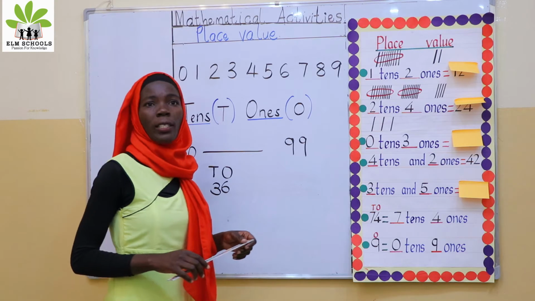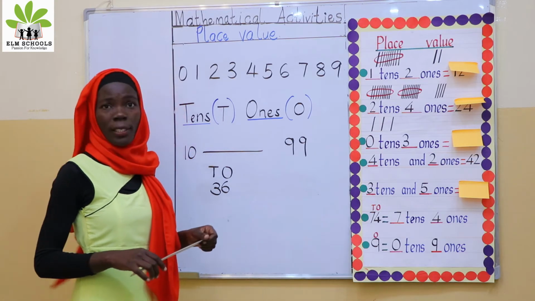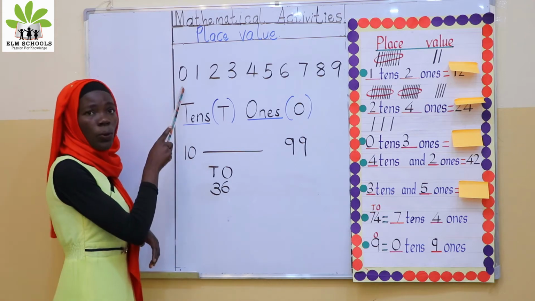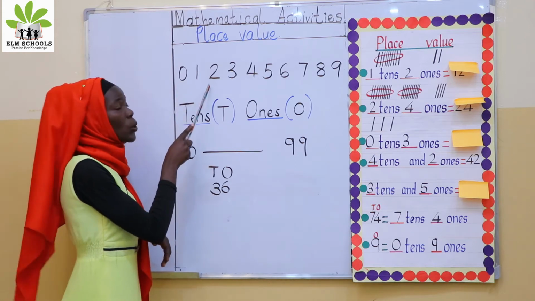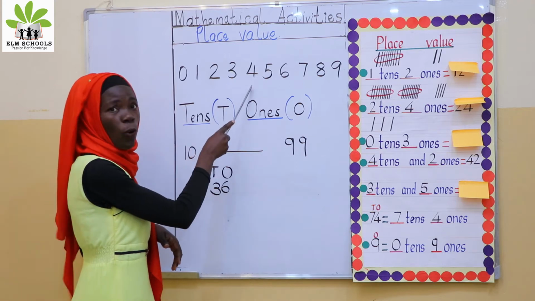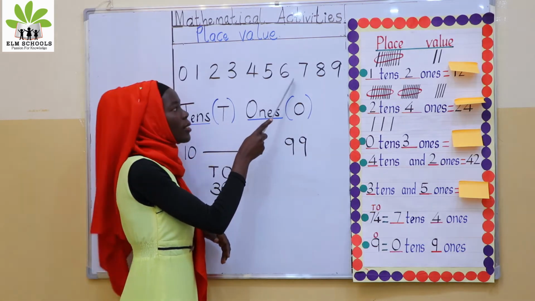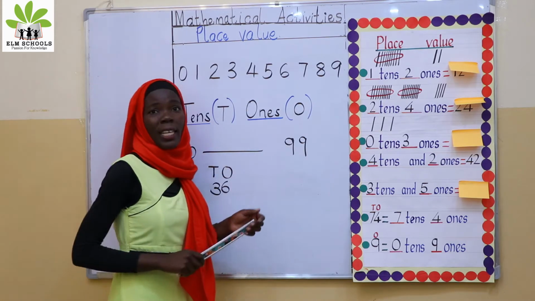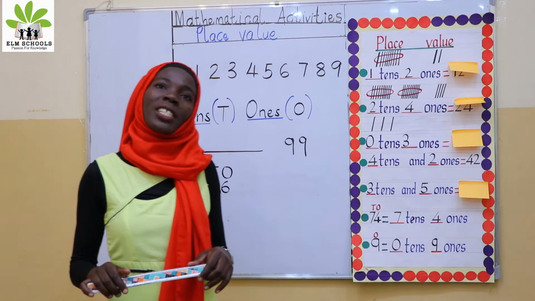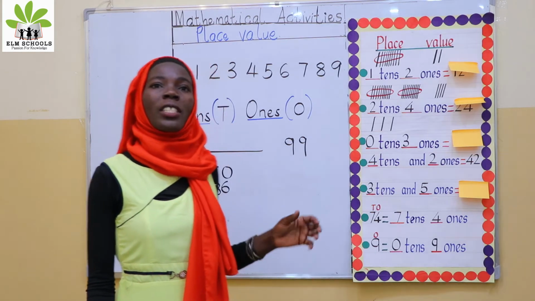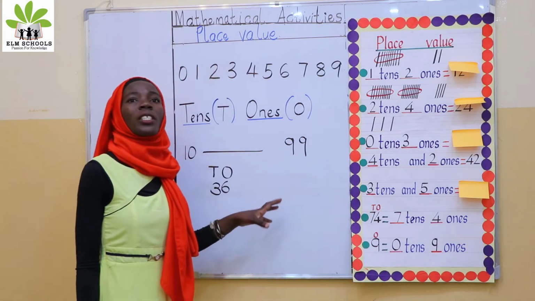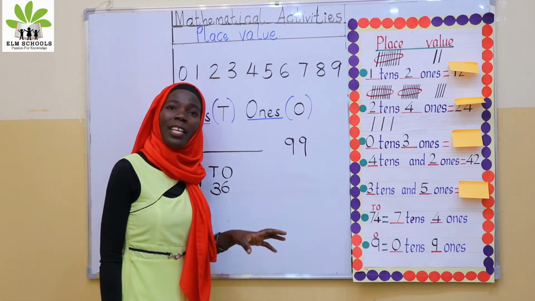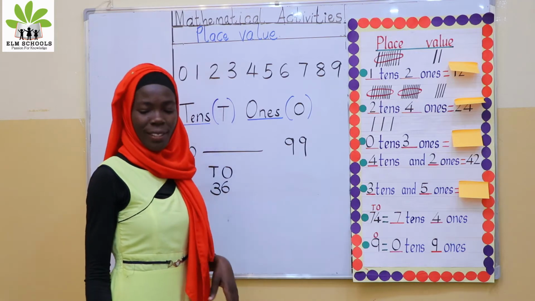Now, here I'm going to look at the ones before I go to the tens. So, I have these numbers here: 0, 1, 2, 3, 4, 5, 6, 7, 8, 9. From number 0 to number 9, they are also called unit numbers. So all the unit numbers 0 to 9, we say they are in the place value of ones.